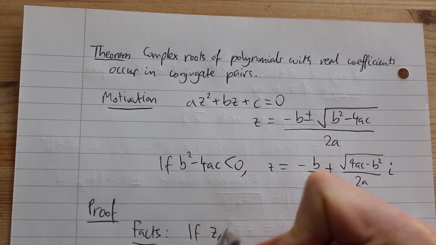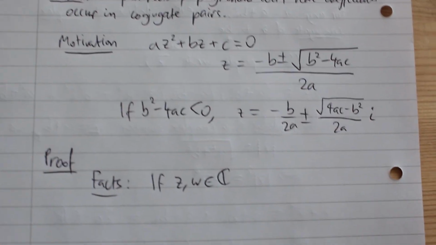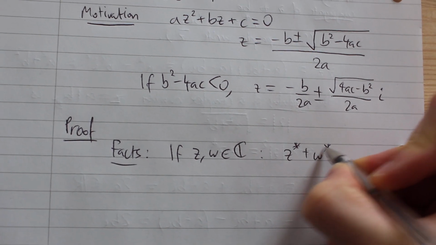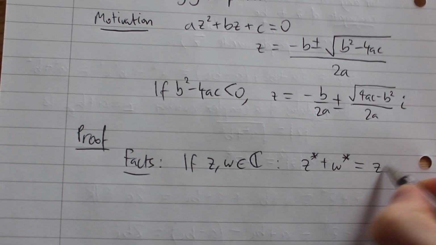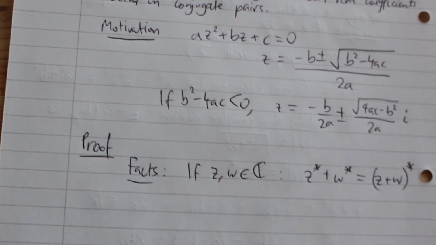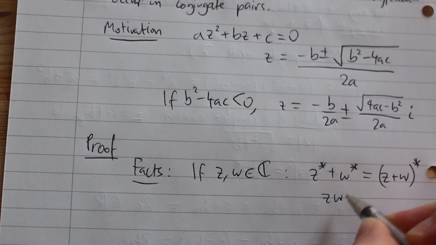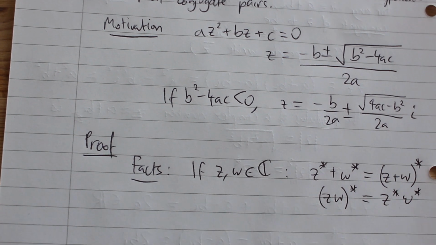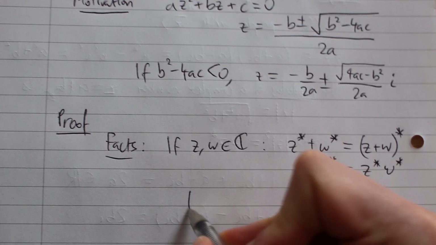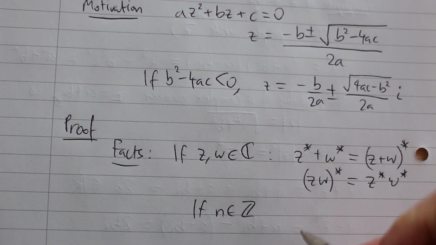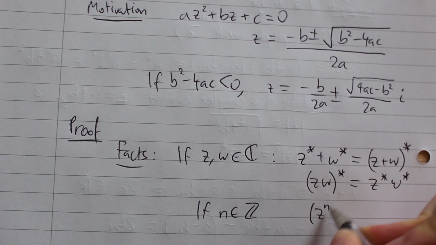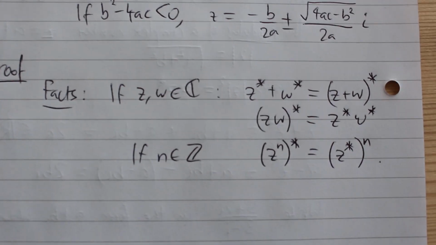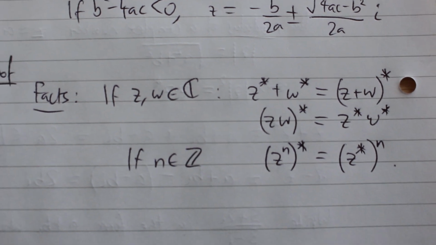If z and w are complex numbers, then it's true that the complex conjugate of z plus the complex conjugate of w is the complex conjugate of z plus w, and it's also true that the complex conjugate of zw is the complex conjugate of z times the complex conjugate of w, and it's also true, if n is an integer, that the complex conjugate of z to the n is the complex conjugate of z to the power n. So you might be wondering, well, how do we prove these facts?